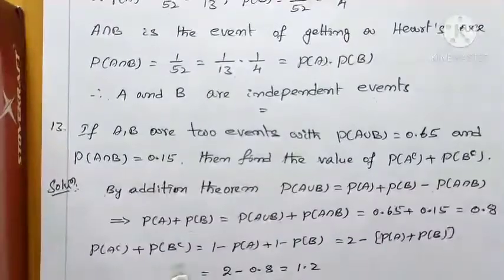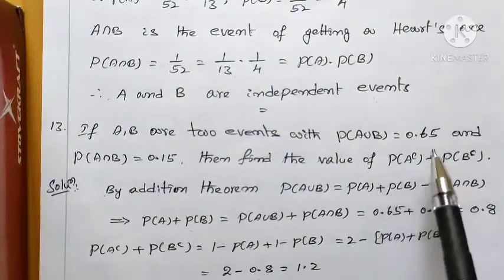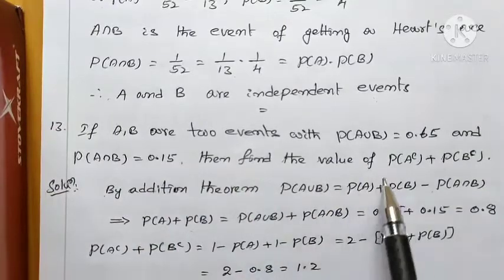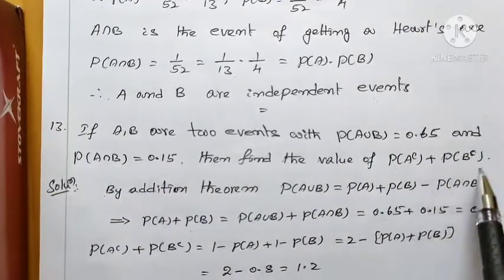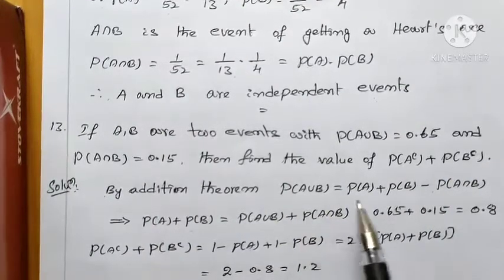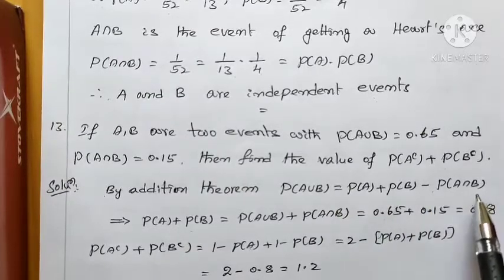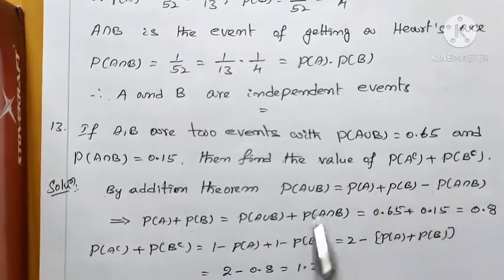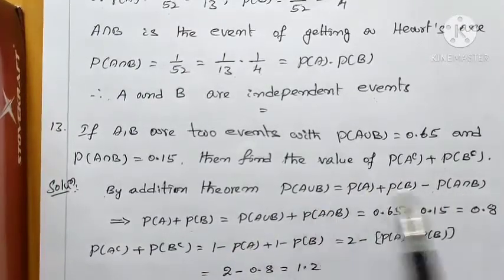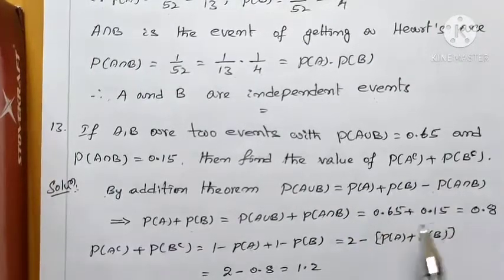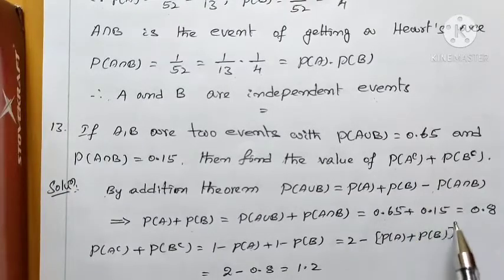Next problem. If A, B are two events with P of A union B equal to 0.65 and P of A intersection B equal to 0.15, then find the value of P of A complement plus P of B complement. By addition theorem, we know that P of A union B is equal to P of A plus P of B minus P of A intersection B. That implies P of A plus P of B is equal to P of A union B plus P of A intersection B. Already we know these two values. Substitute this: 0.65 plus 0.15, that is equal to 0.8.